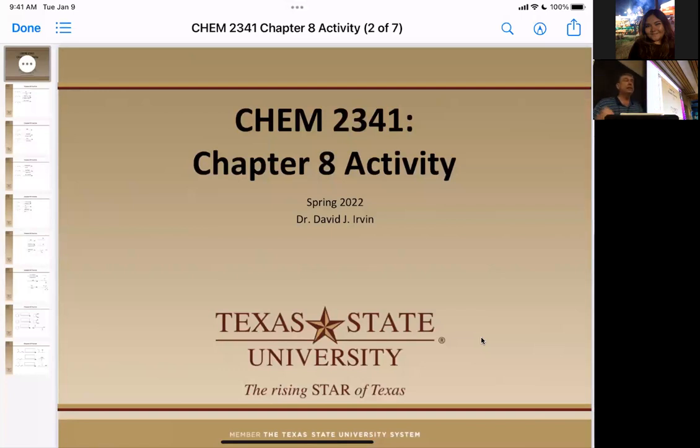And the quiz on Wednesday is only over chapter 8. Okay, it's only over chapter 8. We're going to start NMR today, but I have an activity for that before I want to quiz you on that. So we're going to do this activity today, and then we're going to start NMR.